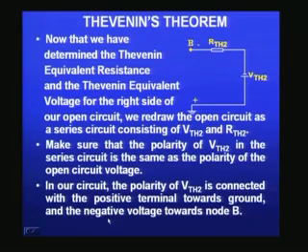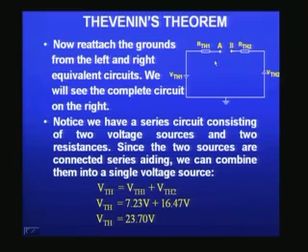So we have solved for the right side of the circuit. There is an equivalent Thevenin voltage and Thevenin resistance, and now what we have to do is combine the two, the left side and the right side. We should combine them together. So that is what we are doing here.